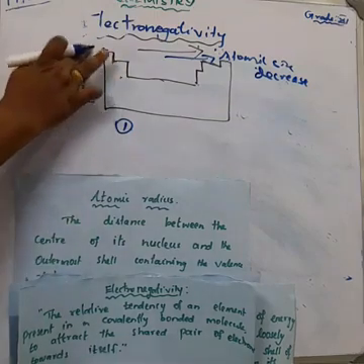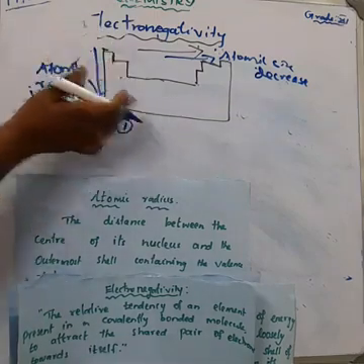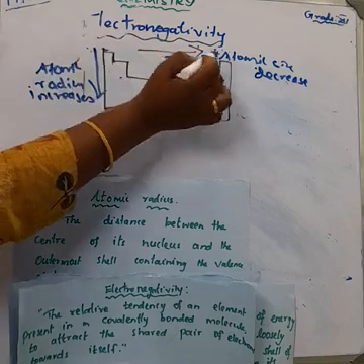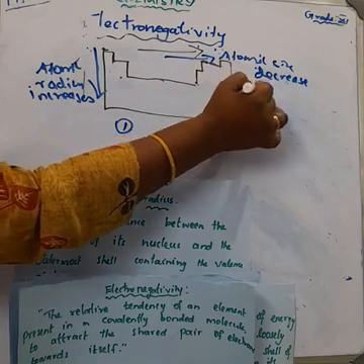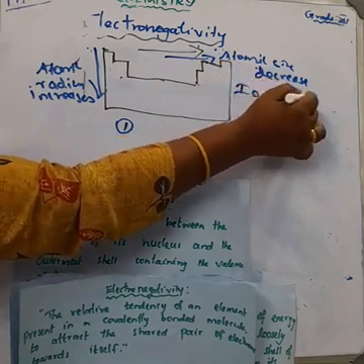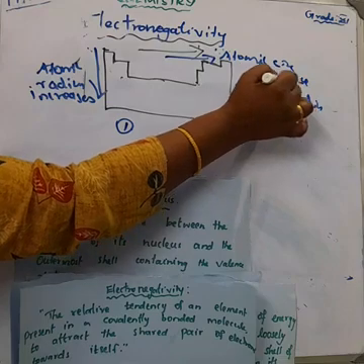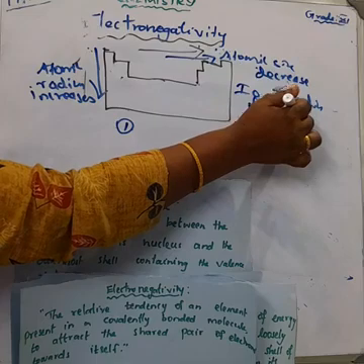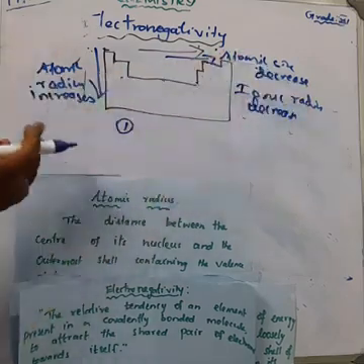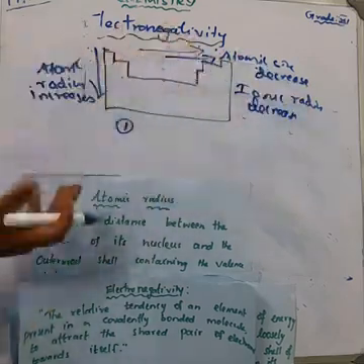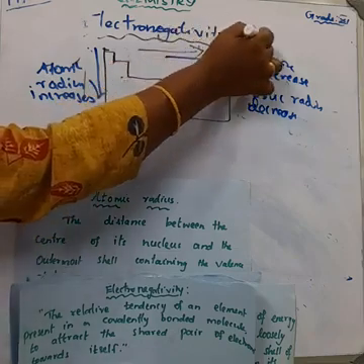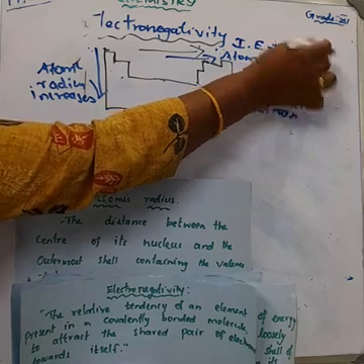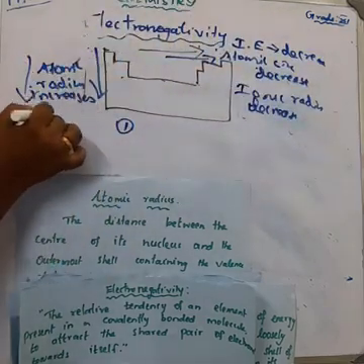Second, ionic radius: when we move from left to right, ionic size also decreases. When we move down a group, ionic radius will be high. And what about ionization energy? When we move from left to right, ionization energy increases, and when we move from top to bottom, ionization energy decreases.